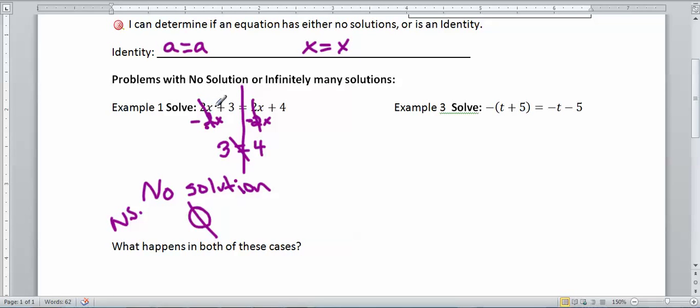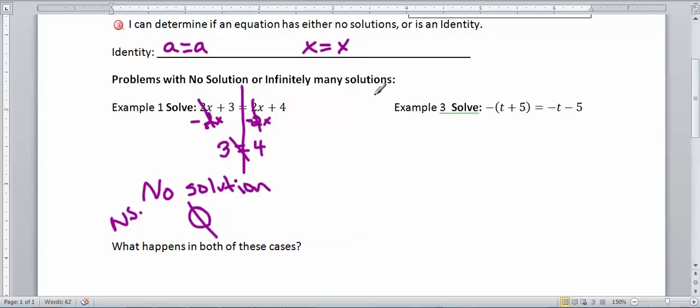And that just means that no matter what value I try to plug in for x, these two sides are never going to balance. If I plug in 1, this side will be 5, and this side will be 6. If I plug in 2, this side will be 7, and this side will be 6. No, I'm sorry, 8. So it's always going to be slightly different. They can never be balanced. They can never be equal.